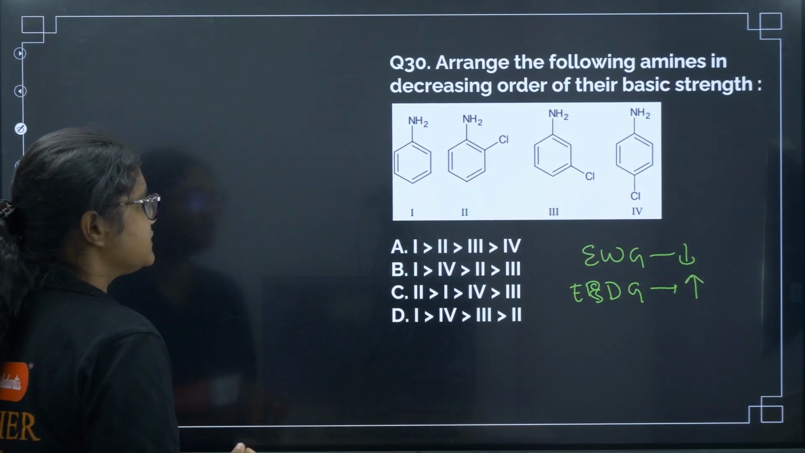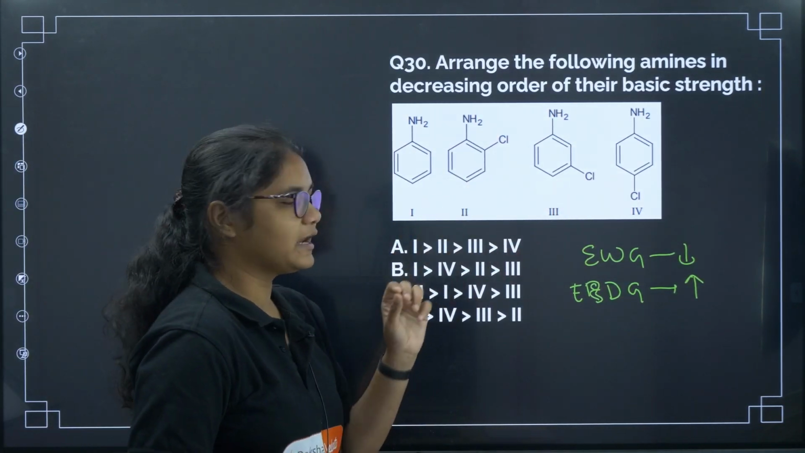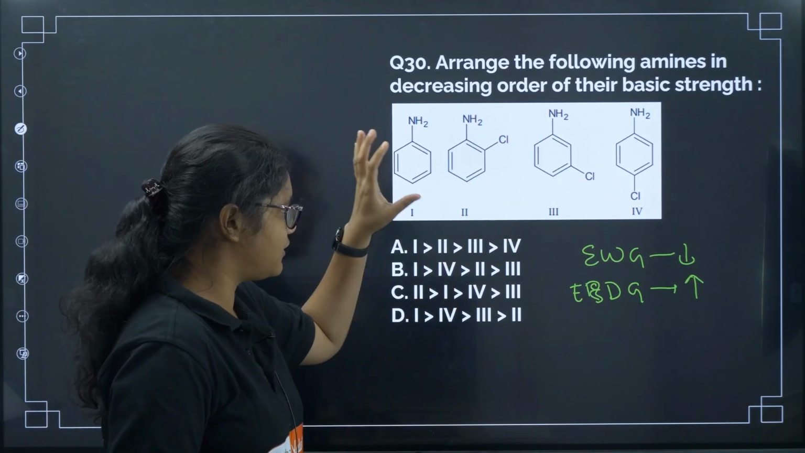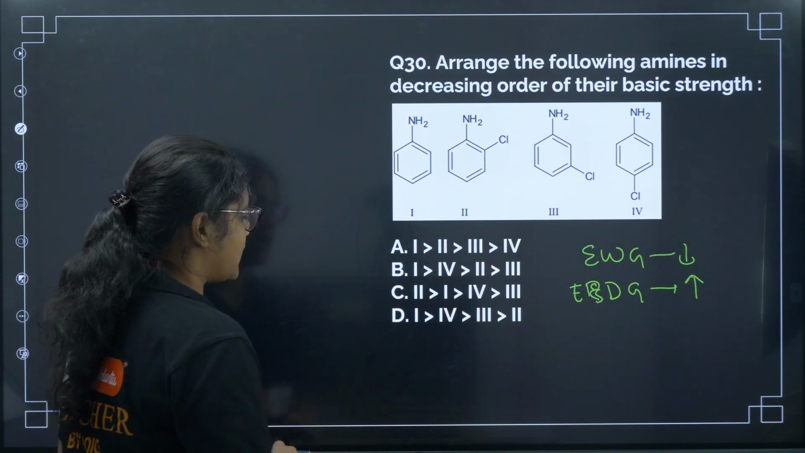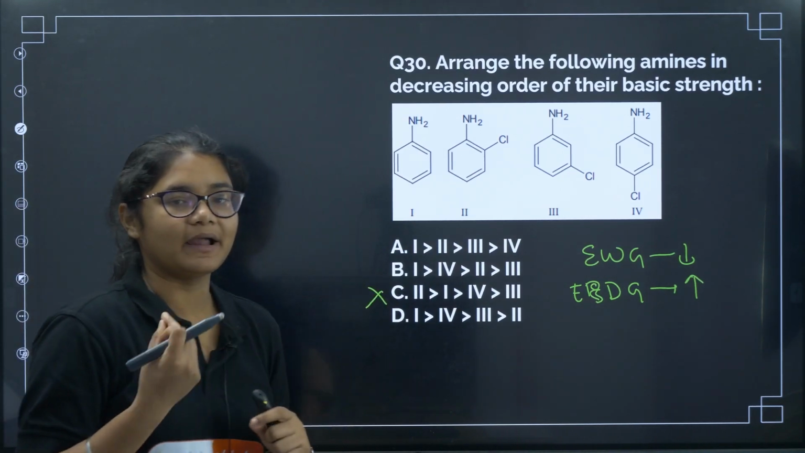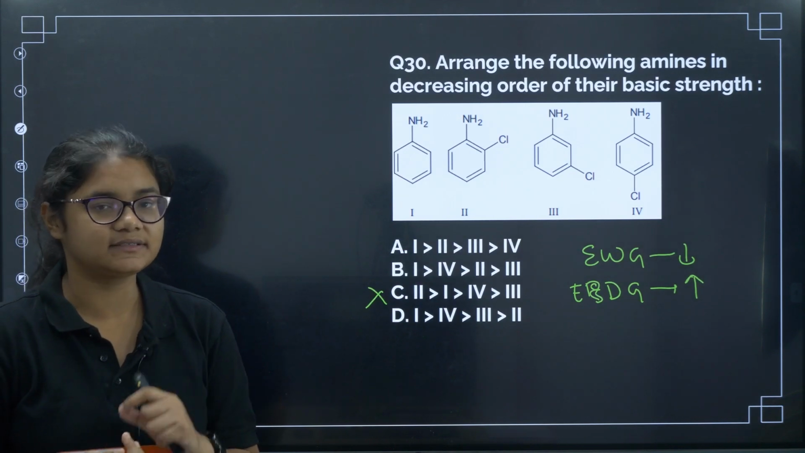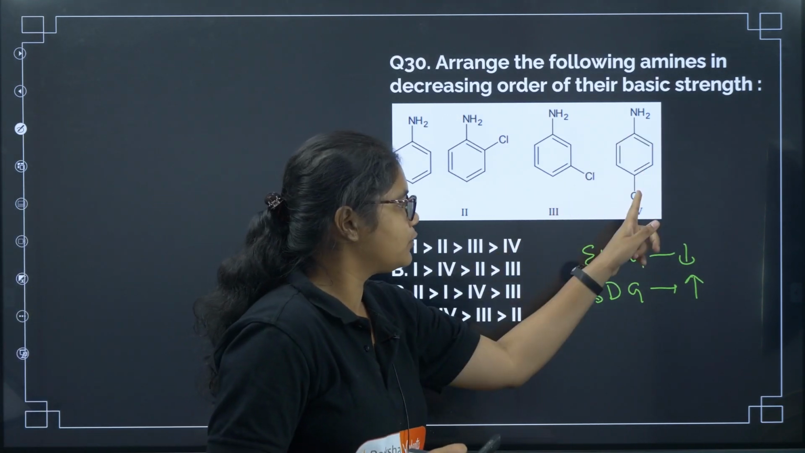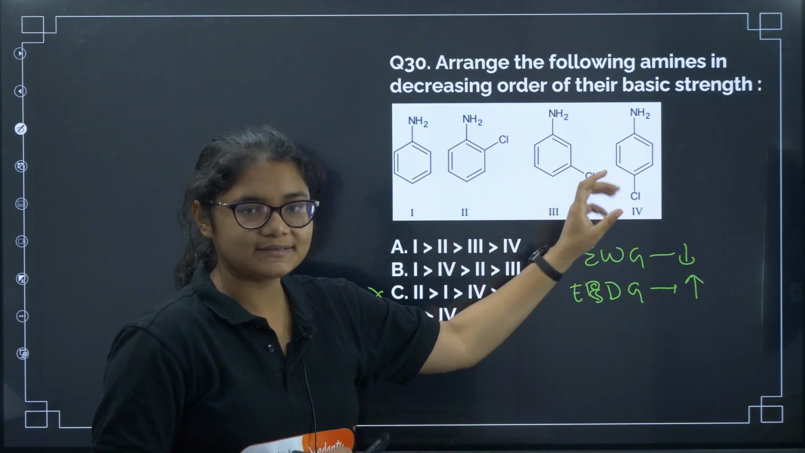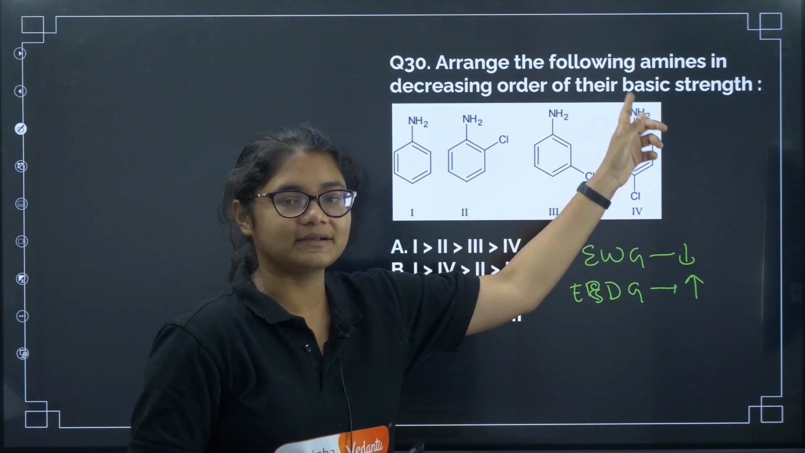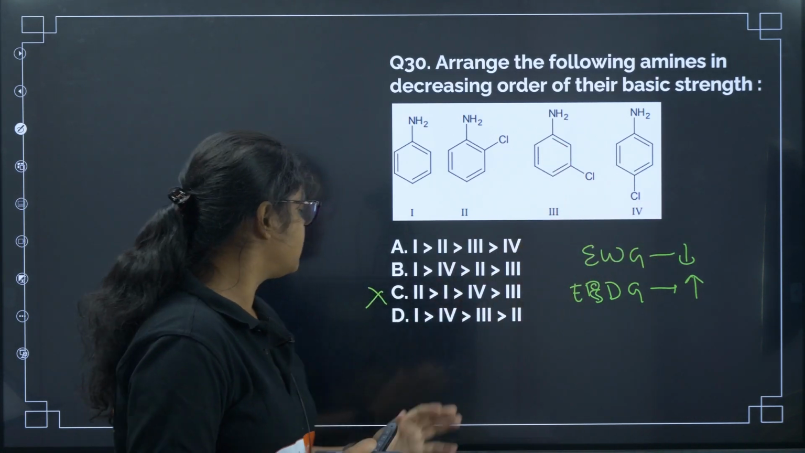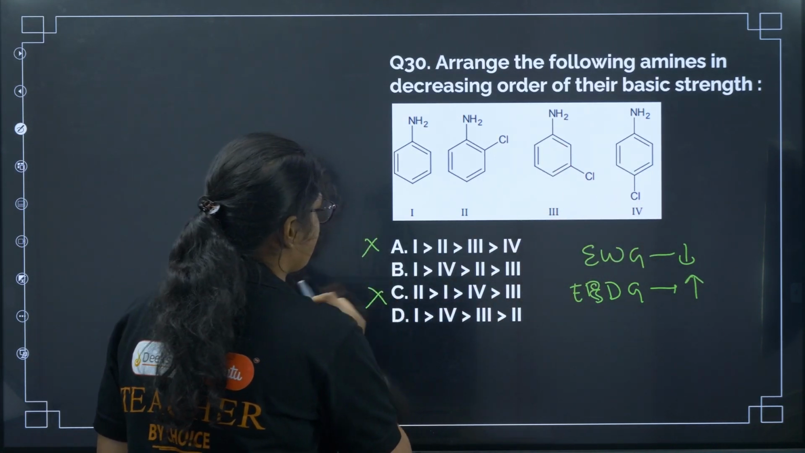So let us see here. First of all, compounds 2, 3 and 4 have a chlorine group, which is an electron withdrawing group. So their basicity will definitely be less than 1. So 1 has to be higher, so we can eliminate option number C. Now chlorine has a -I effect, and -I effect is distance dependent. In this case, chlorine in the para position will be the farthest from the NH2 group. So it will withdraw less, the electron density will be maximum on the nitrogen, and the basicity will be highest out of these three. So after 1, 4 should come. So we can eliminate option number A.